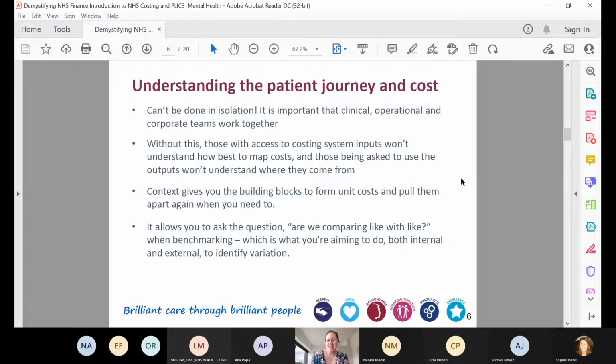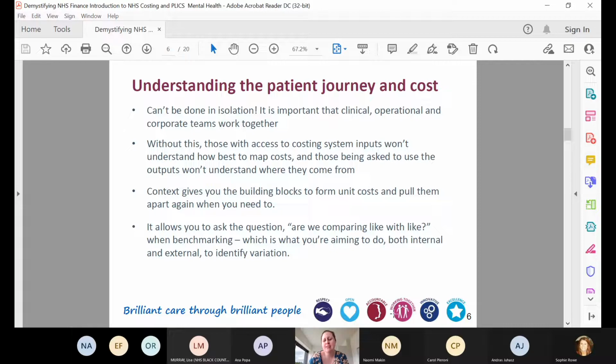So following on, understanding our patient journey, costing absolutely can't be done in isolation. It is really important that clinical, operational and corporate teams work together on this. Without that richness of information, those who are accessing the costing system inputs won't understand how to map costs, and those being asked to then use the outputs won't understand where they came from. So partnership working is really important. That context gives us those building blocks to form the unit costs and to then take them apart again where we need to. We've had an example internally where we were using, for example, floor space allocations.